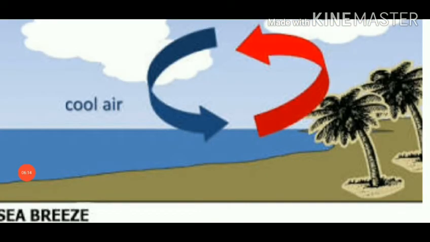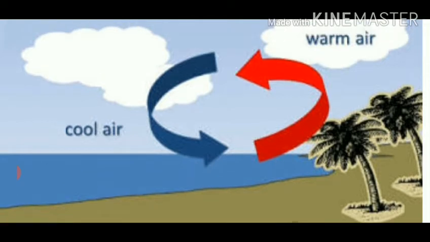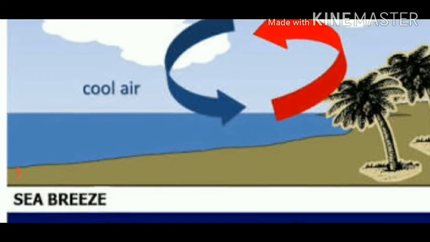During the daytime, the land gets heated up more quickly than the sea. Hence, the air over the land gets heated up and rises. So, the cooler air above the sea water moves towards the land. This is called sea breeze.